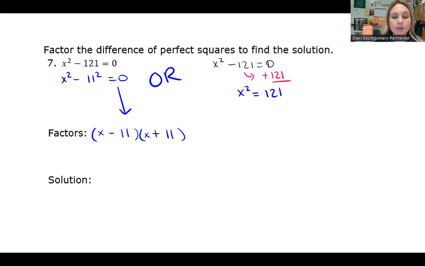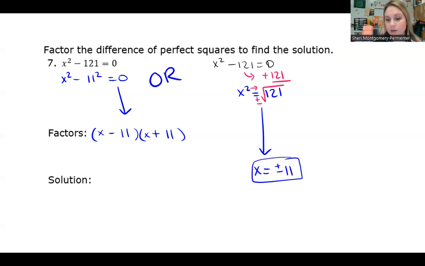and the way that we undo a square is to square root. So we would have to bring over the square root. And you have to do plus and minus. So to get these solutions, x is equal to plus and minus 11. So that's one way you can solve it. Or here on the left, we see that we would get plus 11 and minus 11. It's the same answers.